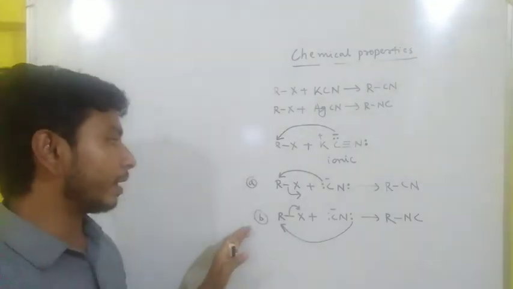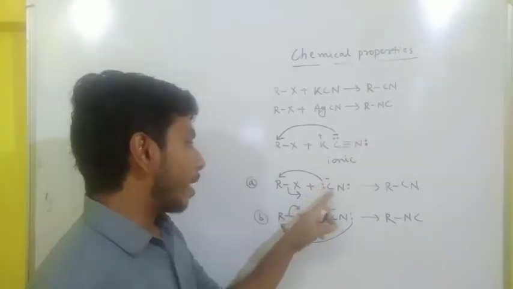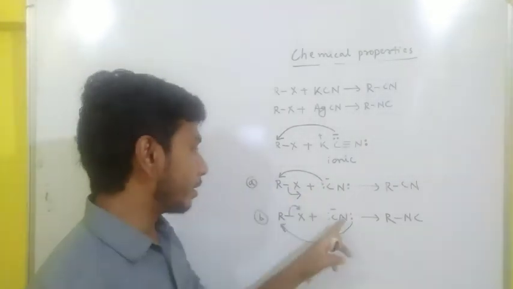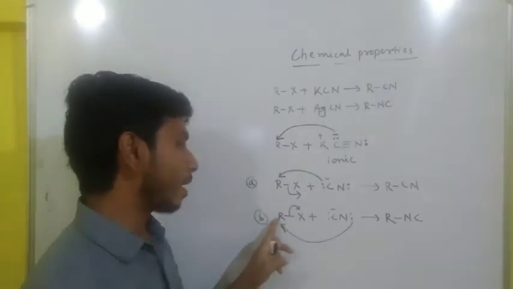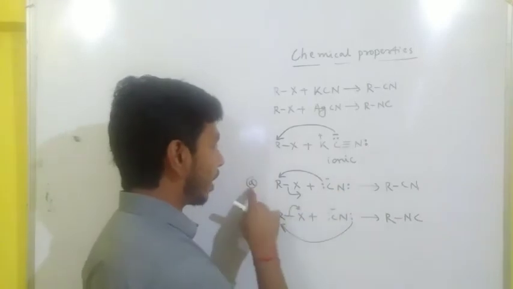There are two possibilities. One, carbon with its electron pair can attack with the alkyl group. Other is nitrogen with electron pair can attack with the alkyl group.